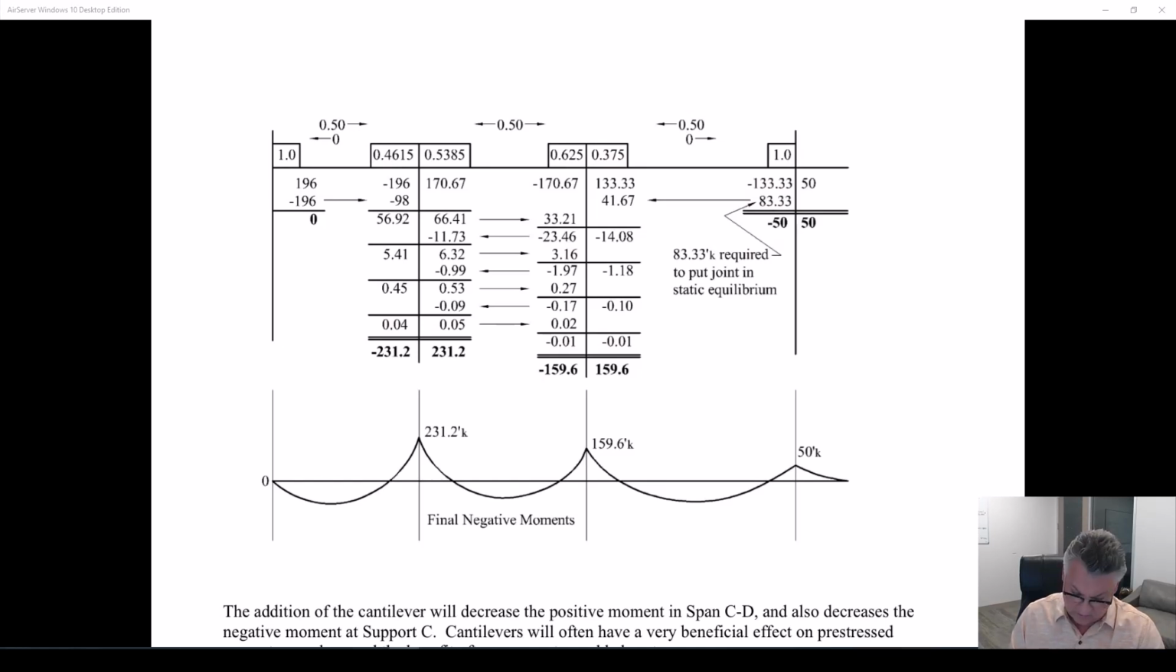So, that's the magic, nothing up my sleeve, with adding a cantilever. These moments, statically indeterminate moments, depended on the moment distribution. This moment, statically determinate. Didn't depend whatsoever on the fact that it was an indeterminate system inside.